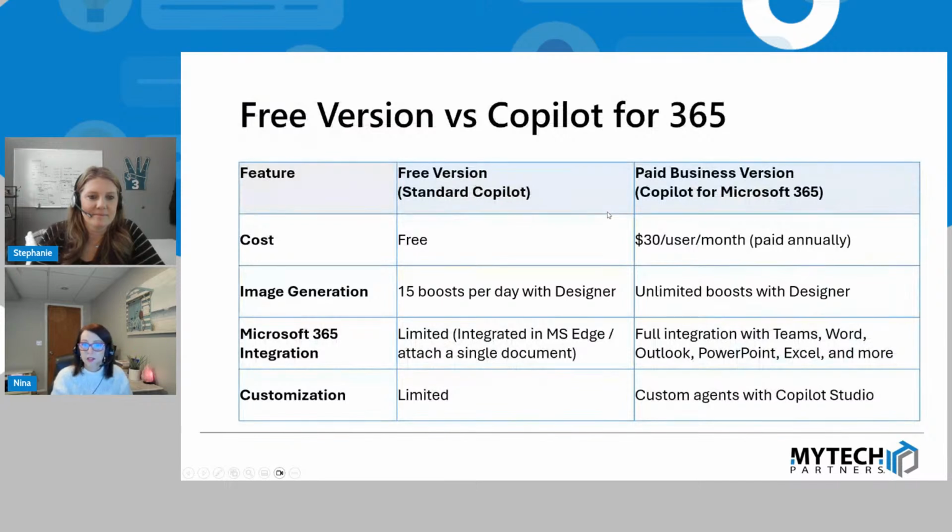So before I go into the actual demo part of today, I did want to do a little quick comparison of the free version versus Copilot for 365. So the free version or standard Copilot is embedded in your Microsoft Edge browser, and we'll look at that as we go into the demo. So that is free. The paid version, which is called Copilot for Microsoft 365, it's gone through a couple of name changes in the last while, but that's where we've landed today, is $30 per user per month, and that has to be paid upfront annually.